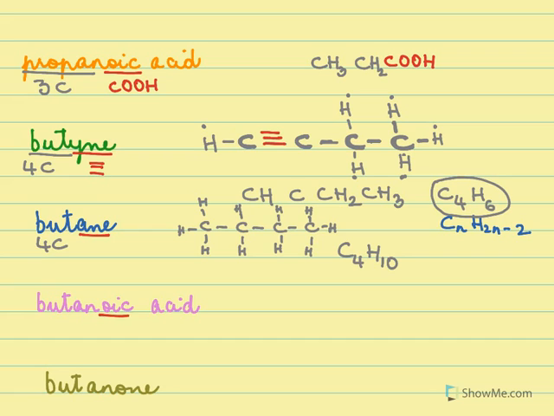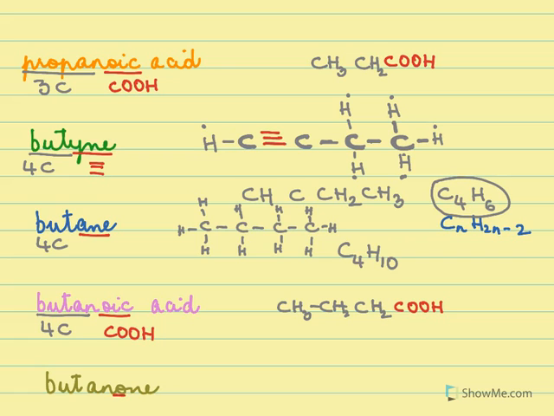Next is butanoic acid. "OIC" means COOH, so I'll write that: COOH. And butane, so 4 carbons. 1 carbon is already there. So 1, 2, 3, and the 4th carbon. We'll put CH3 here, CH2, CH2. So this will be butanoic acid with 4 carbons.